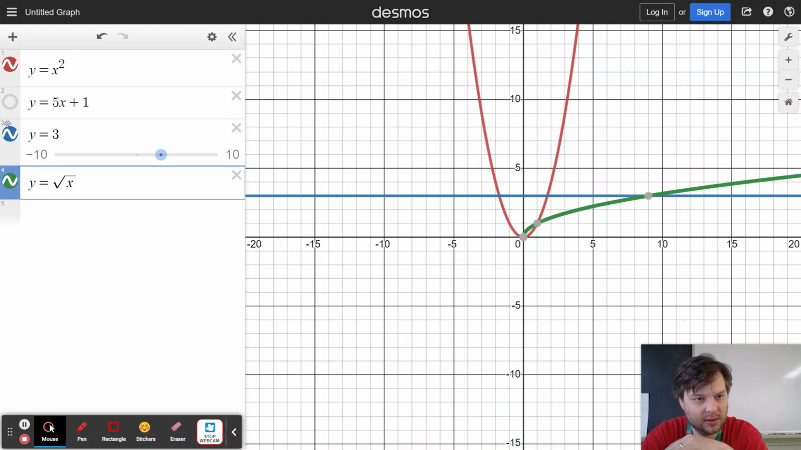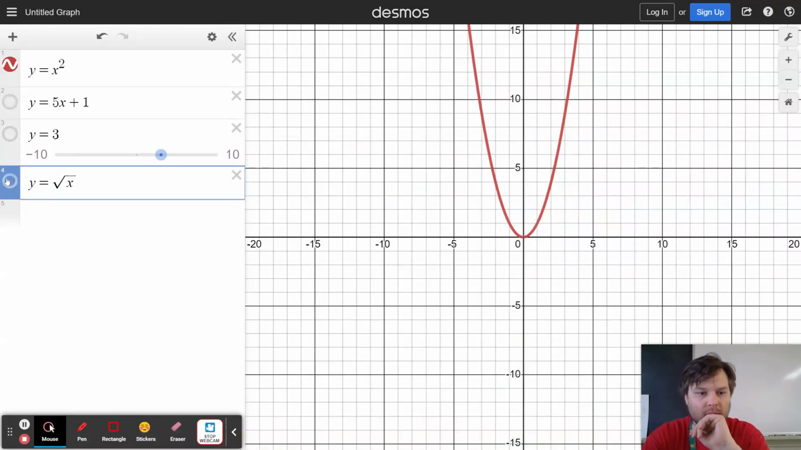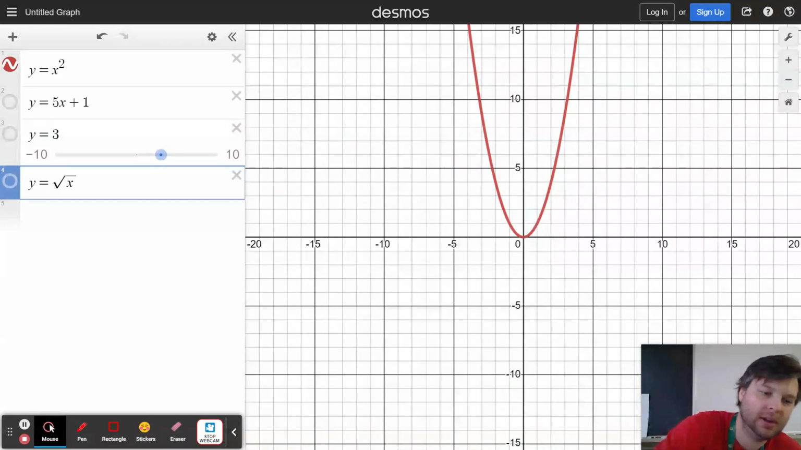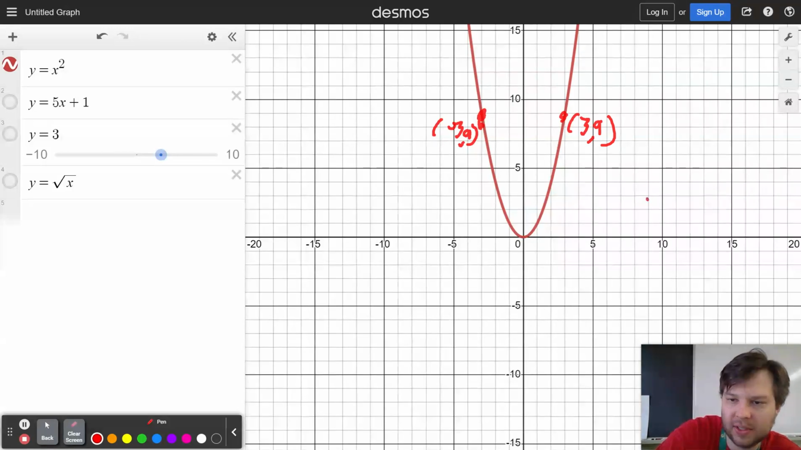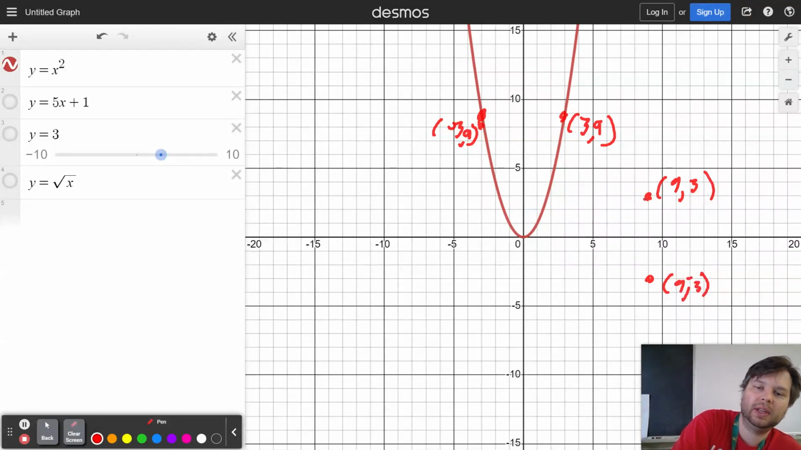If I look at the original y equals x squared and I think about its inverse, what I notice is that if I look at, for example, negative 3 comma 9 and positive 3 comma 9, that means that my inverse is going to have 9 comma 3 and 9 comma negative 3. My inverse is going to be a sideways facing parabola. Well, is that a function?